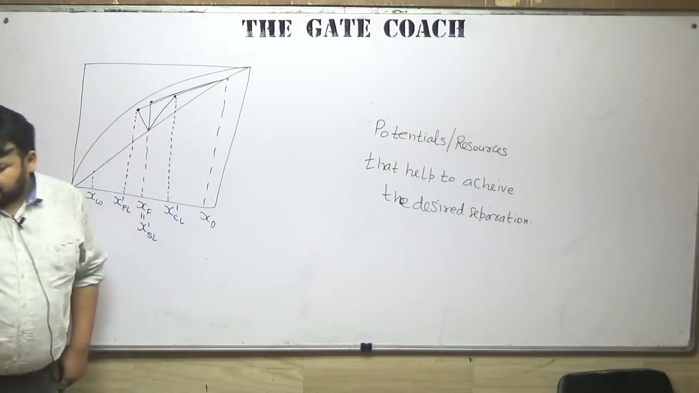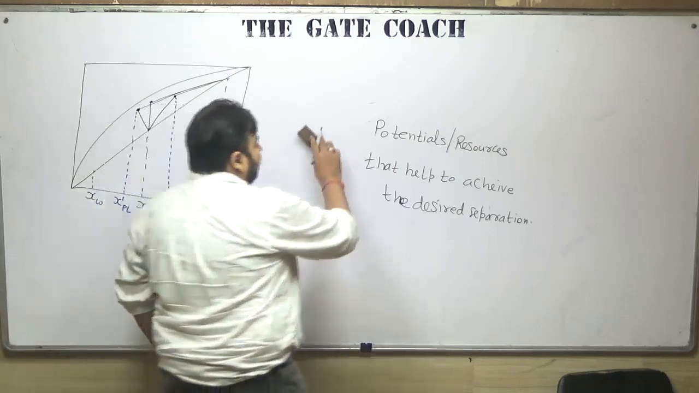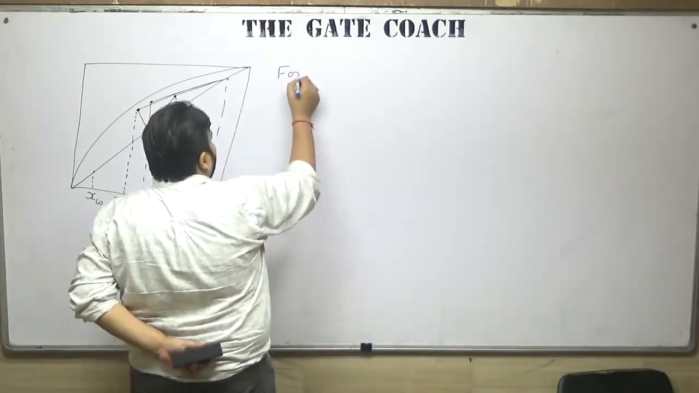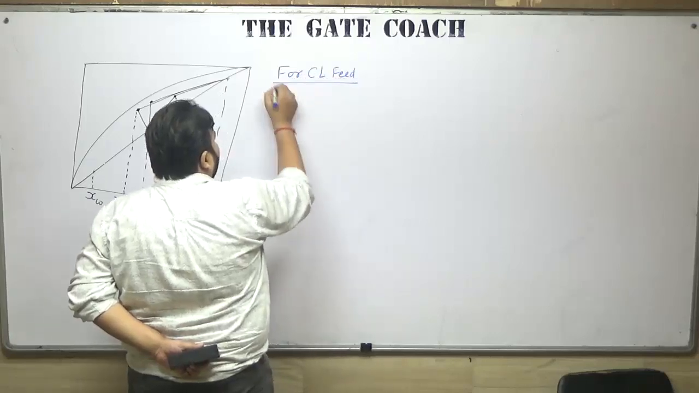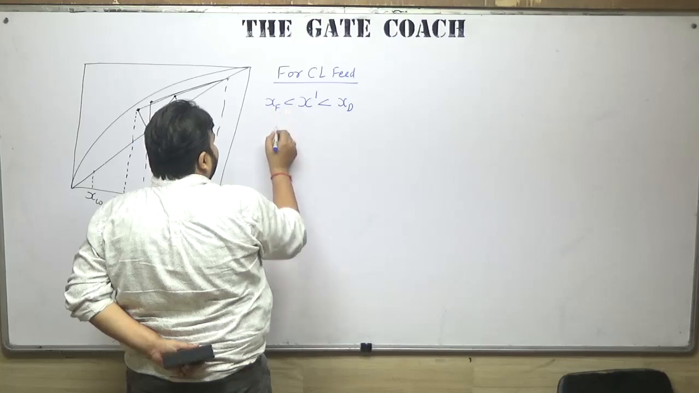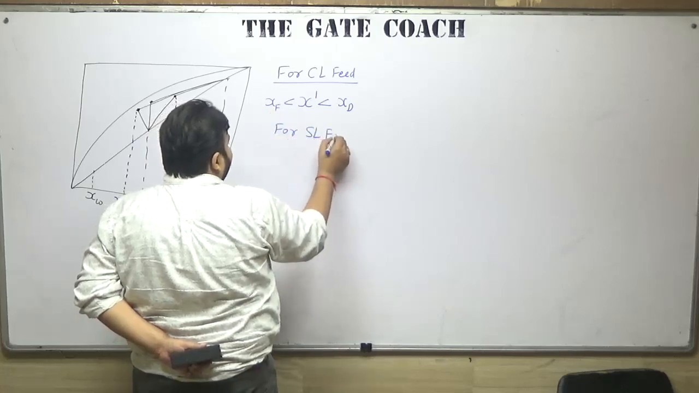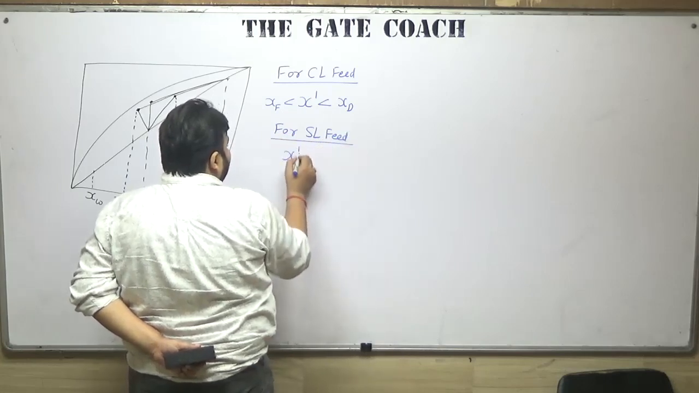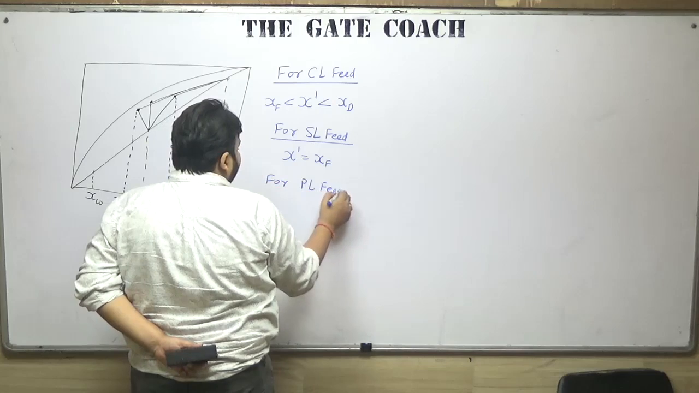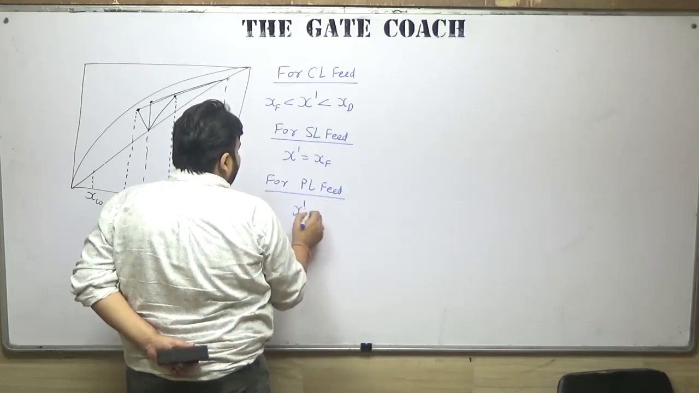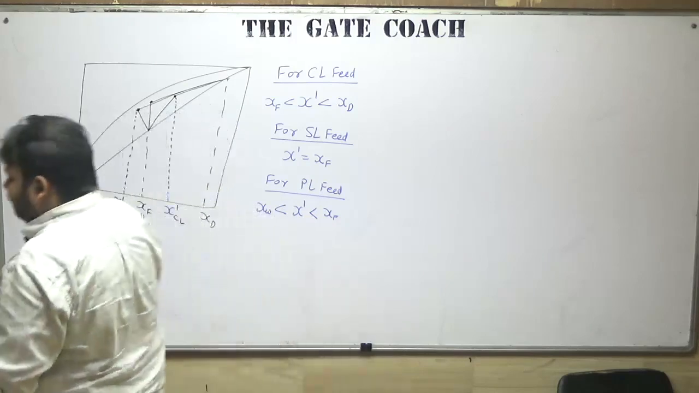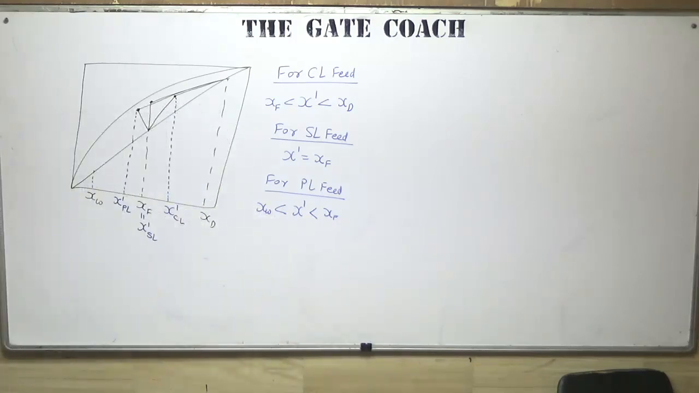So that is another comparison: if the point of intersection is given to me, then by looking at the x coordinate, I can verify the type of feed. For cold liquid feed, the x coordinate of the point of intersection will be less than xd, but greater than xf. For saturated liquid feed, the x coordinate of the point of intersection will be same as xf. And for partial liquid feed, the x coordinate will be less than xf, but greater than xw. So if the point of intersection is given to me, I can determine the type of feed based on the x coordinate.